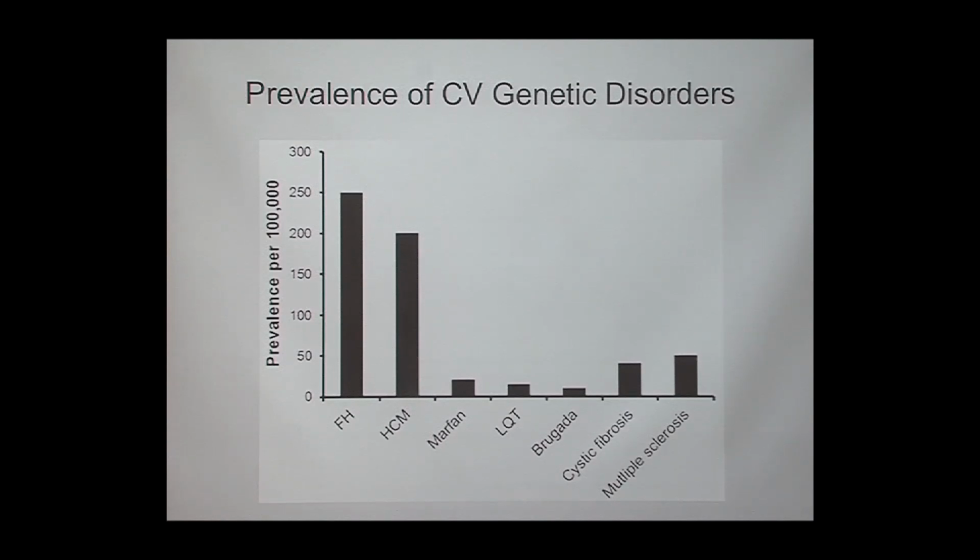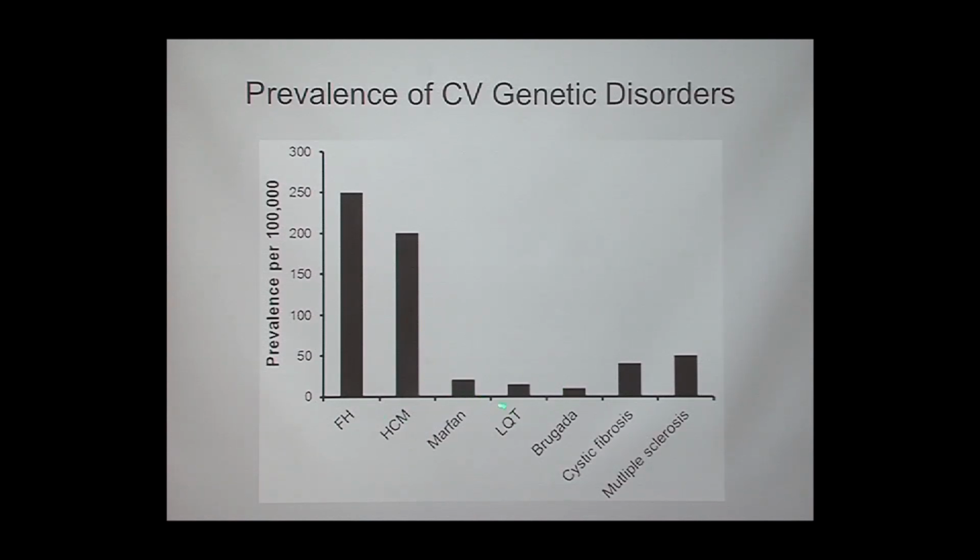Now, the prevalence of cardiovascular genetic disorders. This is familial hypercholesterolemia, which is one of the most common forms of a genetic cause for elevated blood cholesterol. Here's hypertrophic cardiomyopathy, and this is number per 100,000. So we're talking about 250 per 100,000 or 200 per 100,000 for hypertrophic cardiomyopathy.